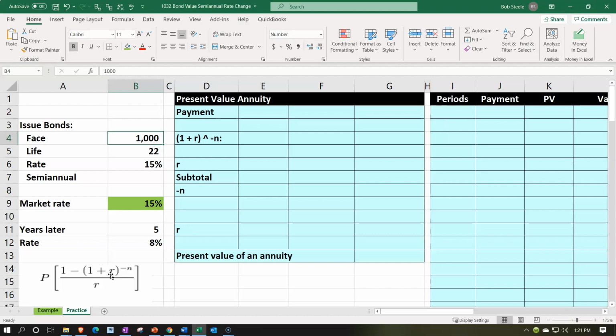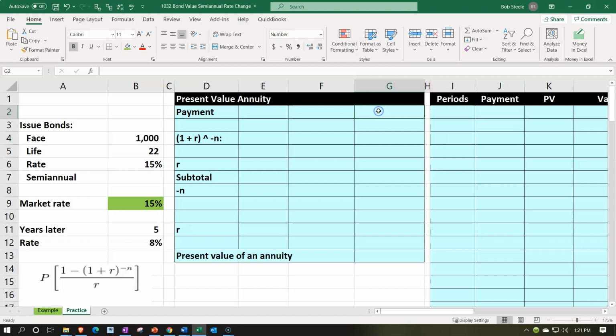So we have P times 1 minus (1 plus R) to the negative N, over R. P is going to be the 1,000 times the 15%, the rate on the bond, I should say, divided by 2. And then it's going to be times 1 minus (1 plus R), also 15%, this time being the market rate, however. We're going to take that 15%, the yearly rate, divided by 2, to the negative N. That's going to be the number of periods, which would be 22 years if annual, but semi-annual, therefore we'll times 2 on that one, divided by R, once again the market rate, but we're going to take the 15 divided by 2.